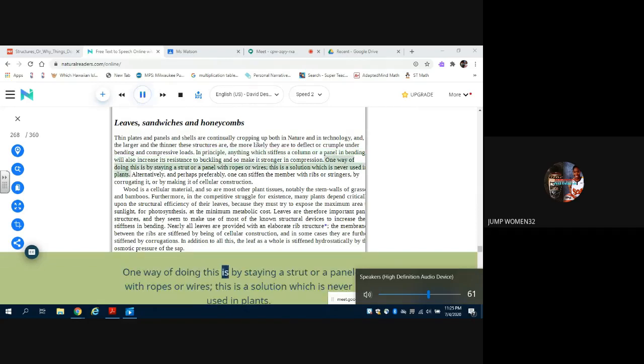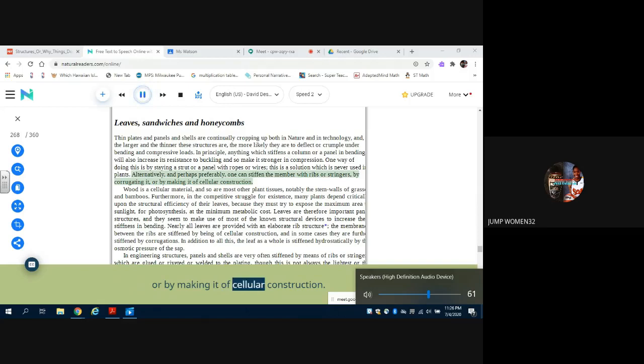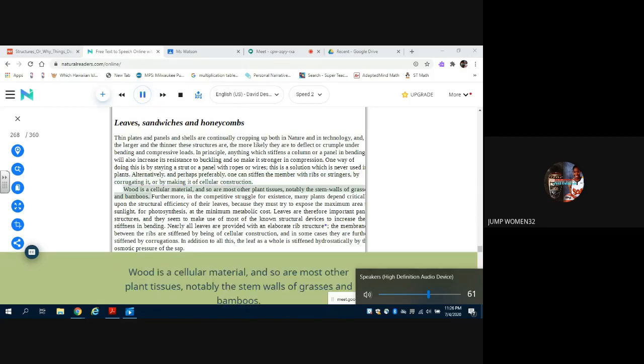One way of doing this is by staying a strut or a panel with ropes or wires. This is a solution which is never used in plants. Alternatively, and perhaps preferably, one can stiffen the member with ribs or stringers, by corrugating it, or by making it of cellular construction. Wood is a cellular material, and so are most other plant tissues, notably the stem walls of grasses and bamboos.